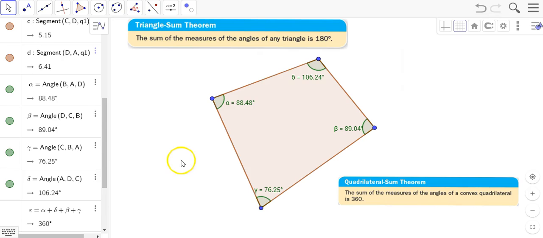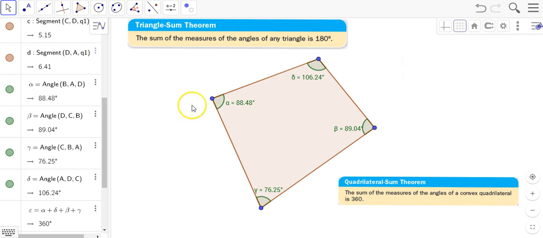What I want everybody to focus on here is that I've taken all of these values. I apologize for the Greek letters here of alpha, beta, and delta, and gamma. But notice that the variables here are all being added together right down here. So when I take those values and I add them together, I get 360 degrees. Not a coincidence. That's the quadrilateral sum theorem.